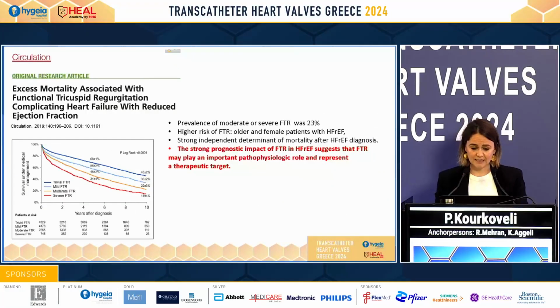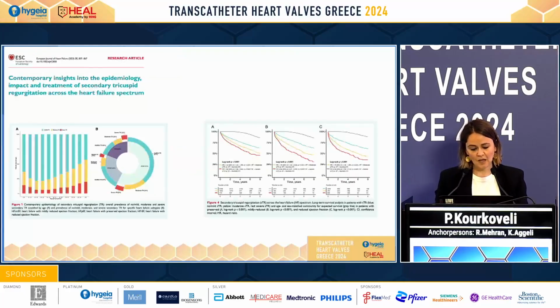This was a very nice study with a very big number of patients that had reduced ejection fraction, and showed that the prevalence of moderate to severe TR was 23%. But the authors stated that, given that the global burden of heart failure becomes bigger and bigger, this percentage might go up. So TR is a strong independent determinant of mortality and should be a therapeutic target.